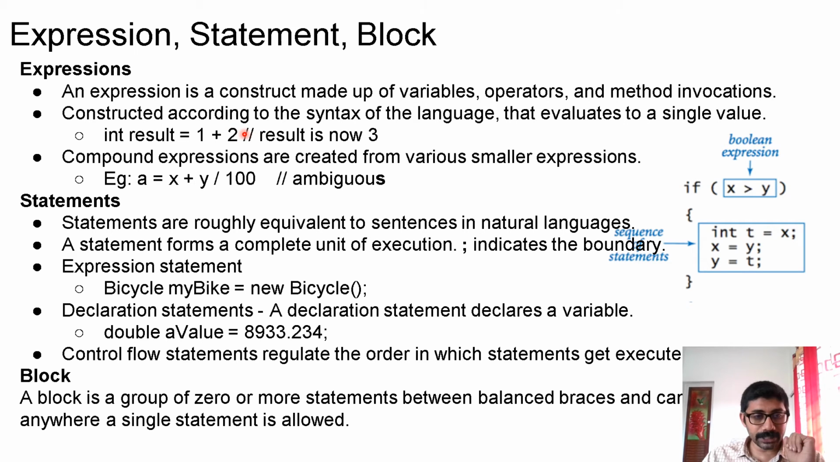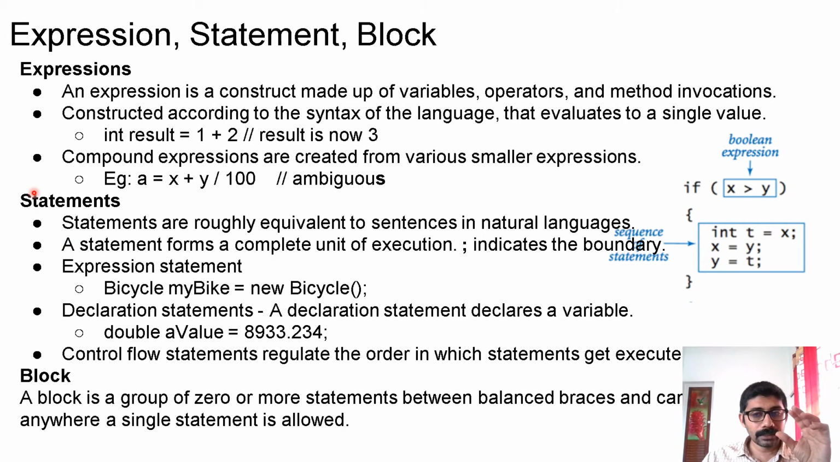It need not be a complete statement. A statement means the one which ends with a semicolon. Now compound expressions are created from various smaller expressions. Let us see another example: a equal to x plus y divided by 100. This is somewhat ambiguous, meaning it can be complex or simple.